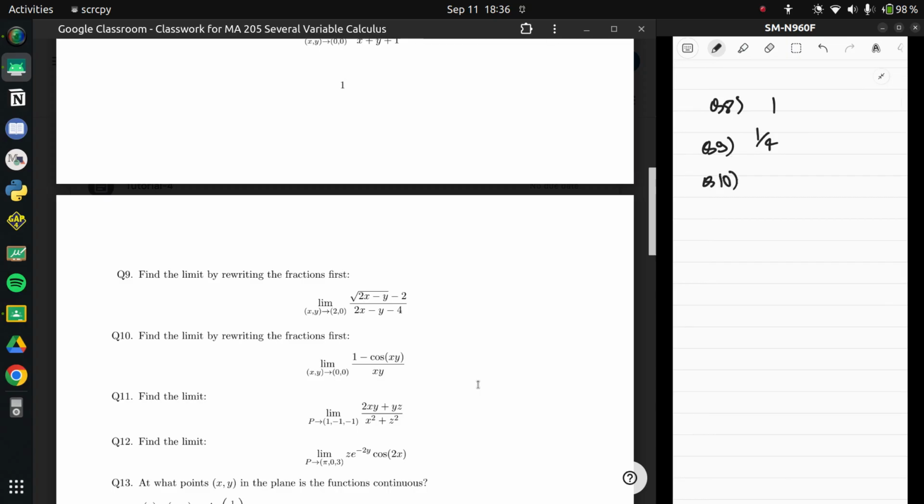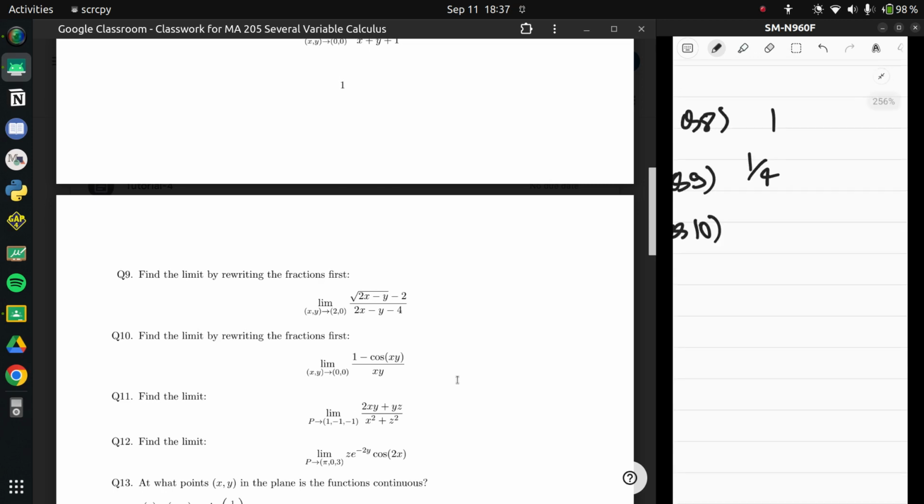Question 10 is fine. I really just have to look up how to formally prove this, because if it does come in the exam, I'm seriously not going to be able to do anything. Find the limit by rewriting the fractions first: limit as (x, y) tends to (0, 0) of 1 minus cosine xy on xy. Rewriting the fractions, what are you talking about?